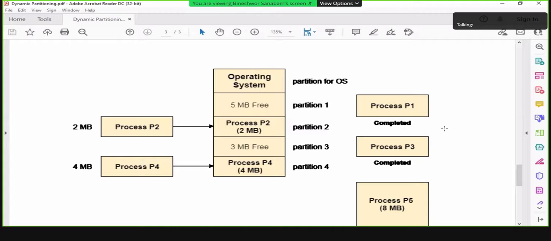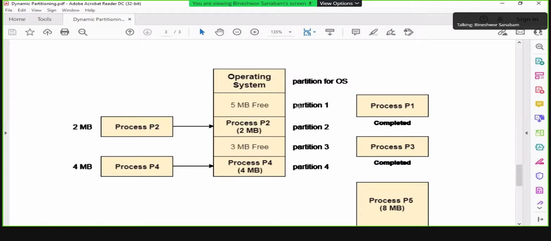If we have the same scenario as before, and out of those 4 processes, say process P1, that is this 5 MB, is completed, and process P3 is completed. In that scenario, how much free space do we have? We have 5 MB of free space over here. We have 3 MB of space over here. So totally we have 8 MB of storage free in this memory.